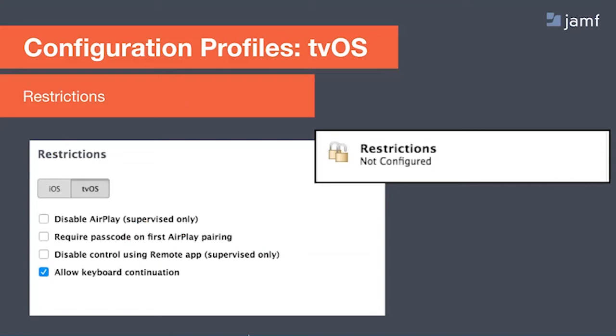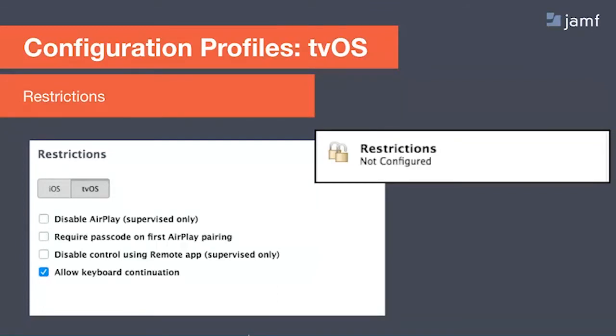With restrictions, we can disable AirPlay on supervised devices, which is going to prevent AirPlay from being available on that tvOS device, so any mobile or computer devices within range aren't going to be able to see it as an available AirPlay device. We can also require the passcode on that first AirPlay pairing. That just prompts the user to put in the passcode.